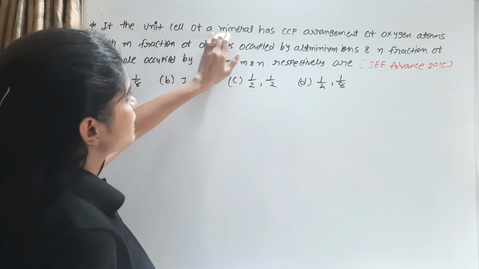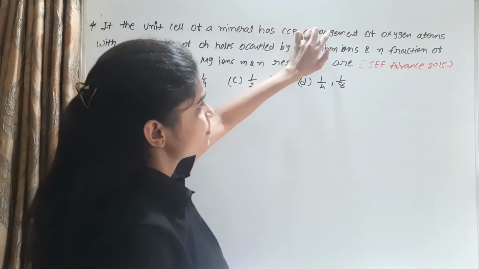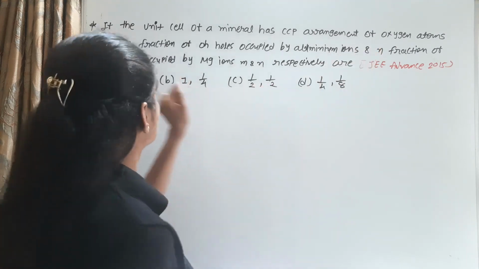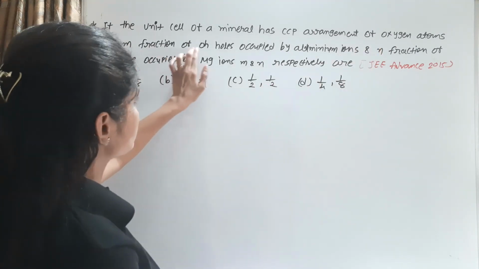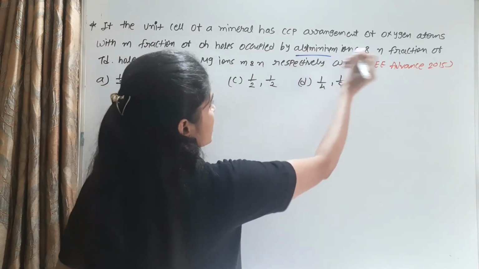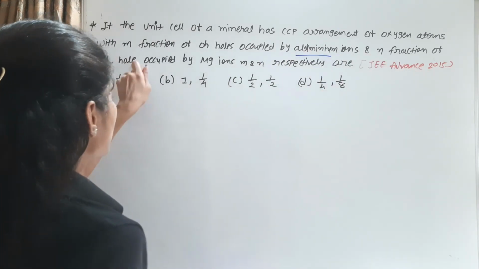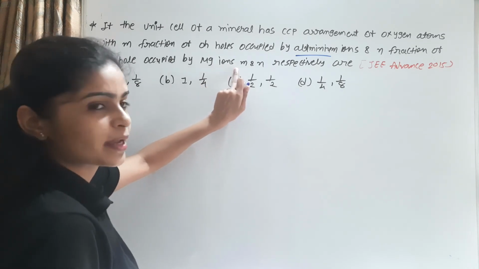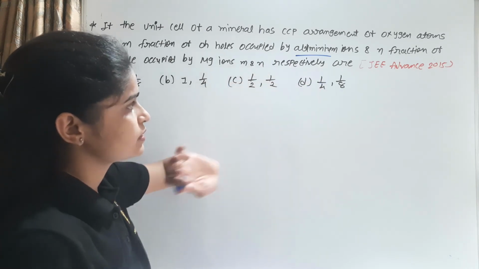If the unit cell of a mineral has a CCP arrangement of oxygen atoms with M fraction of octahedral voids occupied by aluminium ions and N fraction of tetrahedral voids occupied by magnesium ions, M and N respectively are.